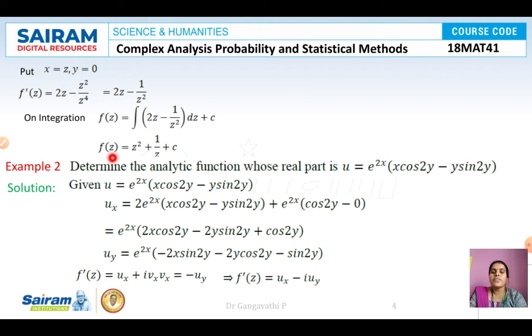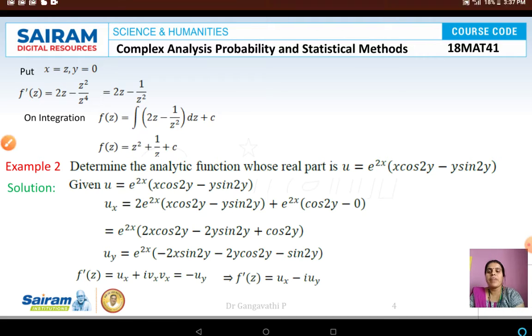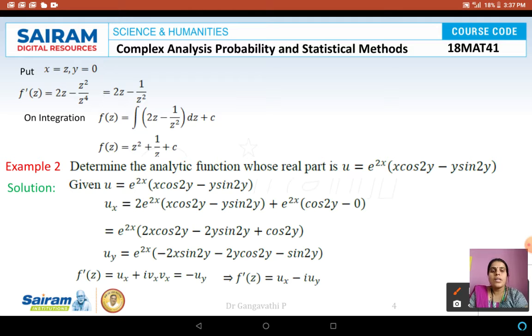So f of z is equal to the integral of 2z, which is z square by 2 times 2, and 2 and 2 get cancelled. So you have only z square minus the integral of 1 by z square. How do we find the integral of 1 by z square? The integral of 1 by z square can be written as z to the power of minus 2 into dz. So the integral of x to the power of n is x to the power of n plus 1 by n plus 1.